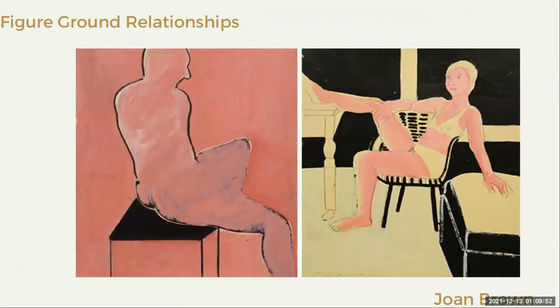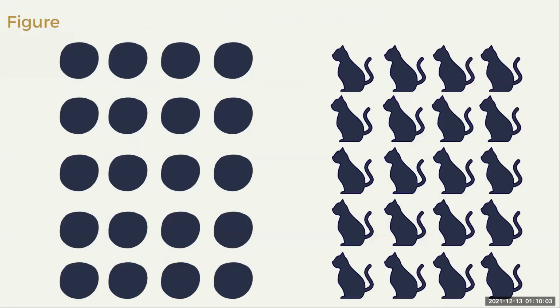Figure ground. A figure ground relationship can be either figure dominant, or figure ground ambiguous. When I say figure, I know it can be really confusing because it can be mixed up with the word figurative. So figurative is a way of describing the type of figure that you see. So here I have two sets of figures, both organized in the exact same way. One is a set of circles and one is a set of cats.